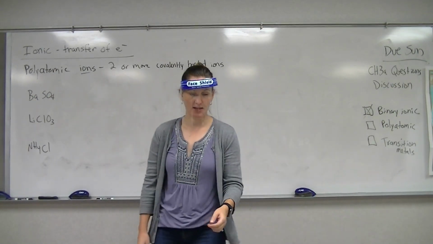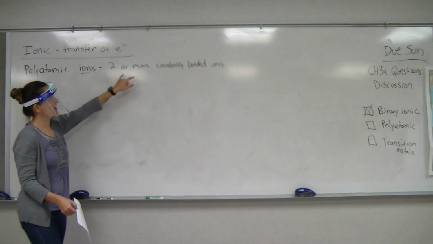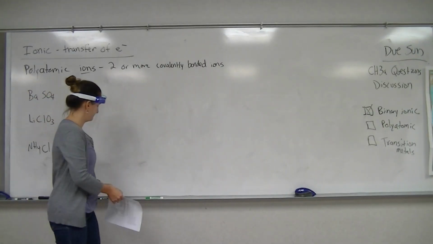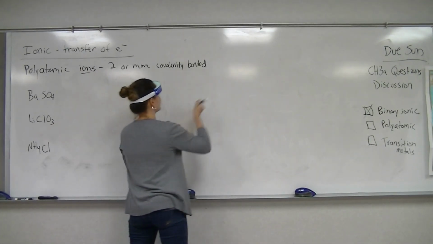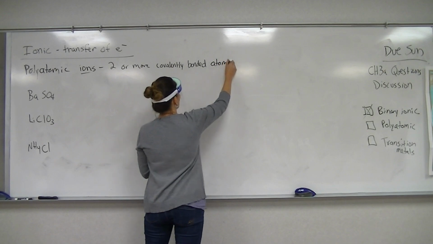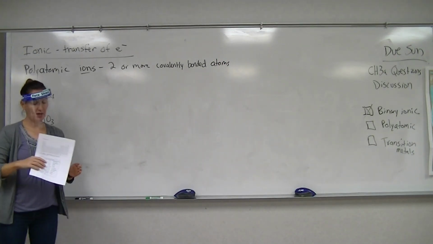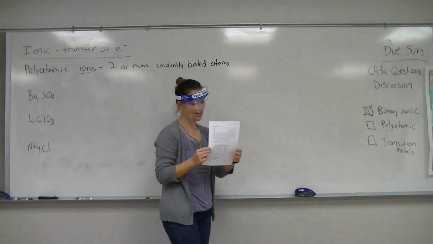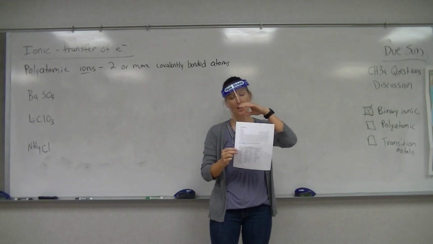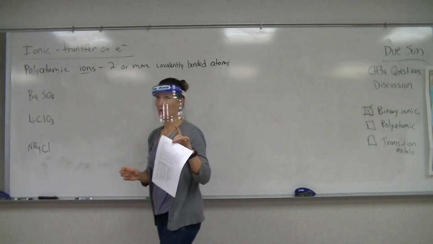So for polyatomics, what these are is they're two or more covalently bonded, I shouldn't say ions, atoms with a charge. Okay? So you'd have to look at this polyatomic table in order to name these. The polyatomic table is located on the same handout that has the electronegativity tables on it, which we used last class.